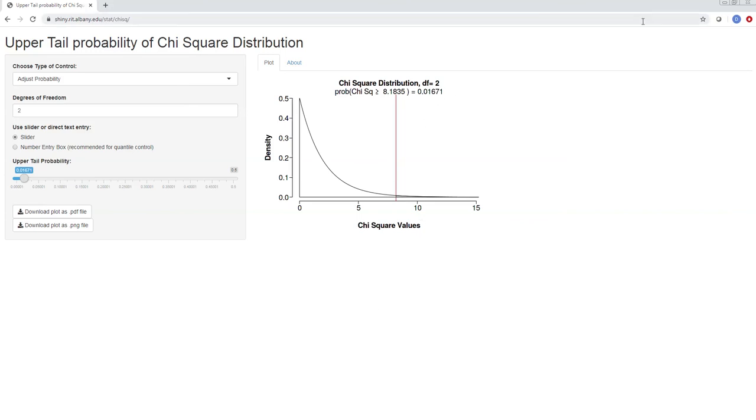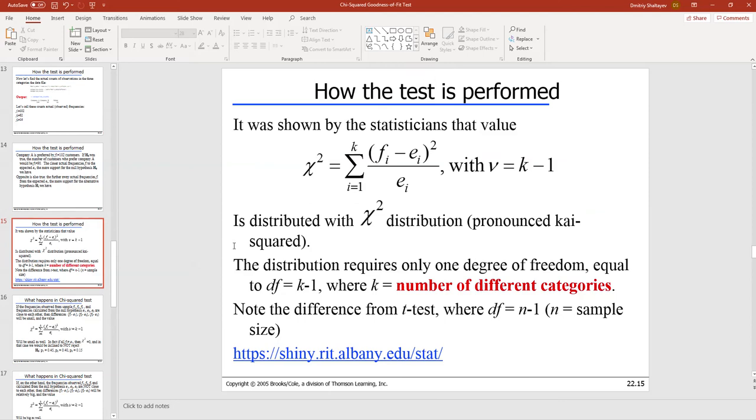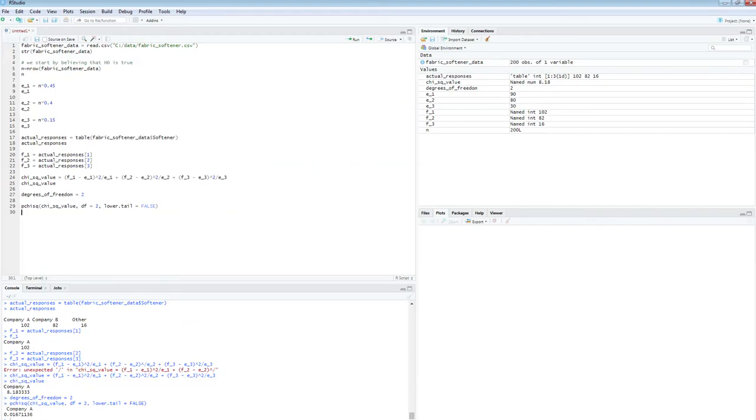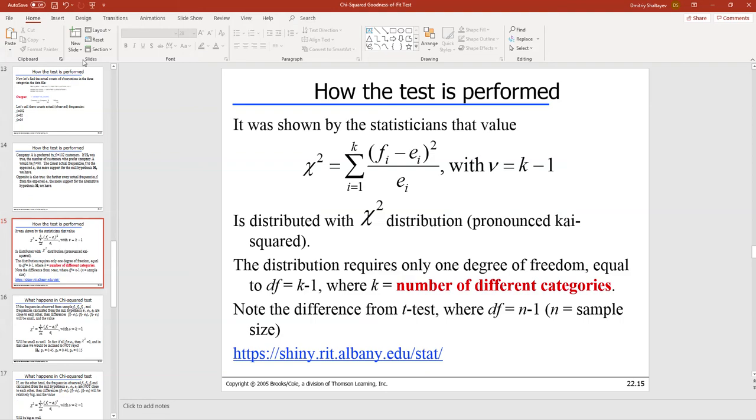Numerically, I got the same answer. Okay, so that is it. So what's the next step? Next step is, now I have the p-value, right? And again, how do I conclude the hypothesis test?